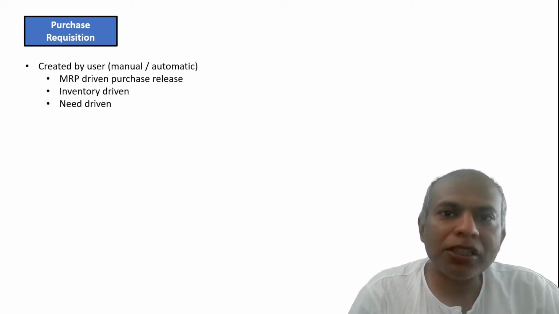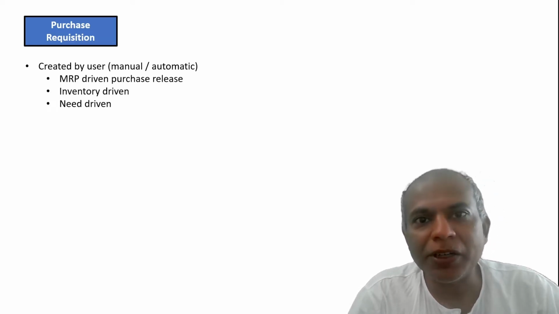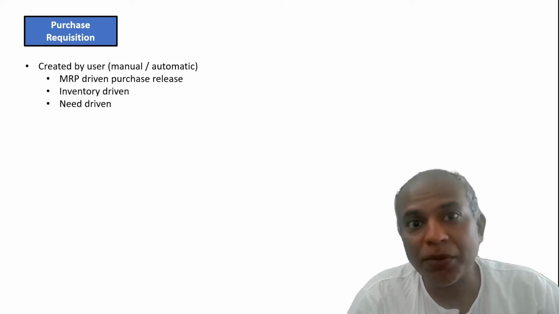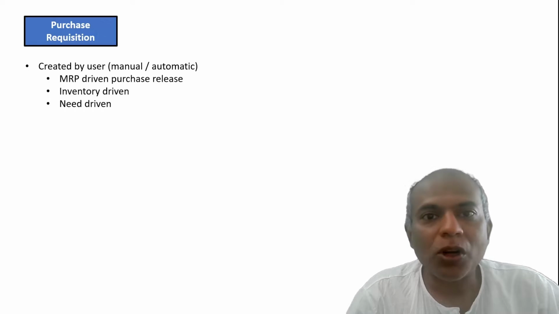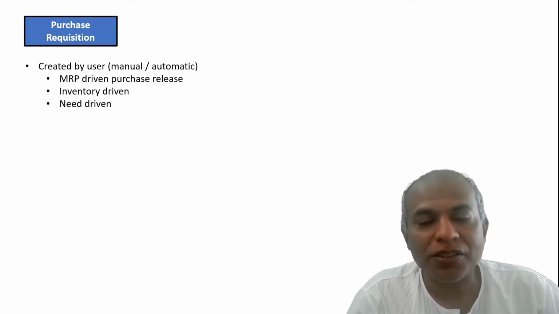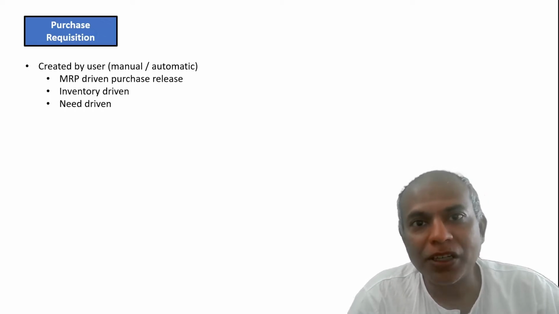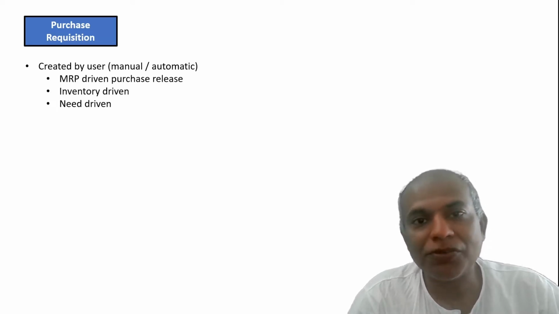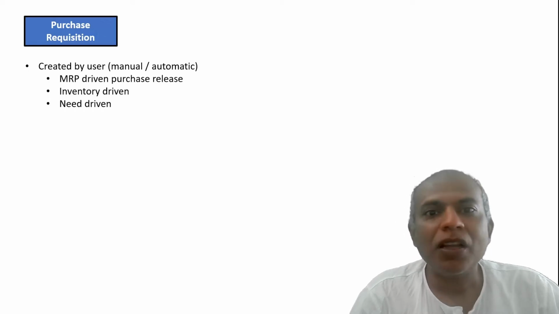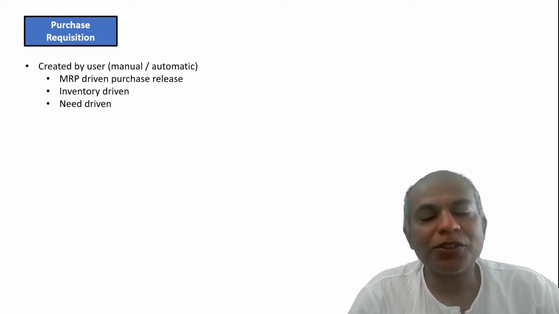In some other cases, it could be inventory driven. So, for example, in MRO products, maintenance, repairs, and operating supplies, some organizations could have a min-max policy. As soon as the min trigger is hit, an automatic requisition is generated, which goes to the purchasing function to generate a PO. And in all other cases, it could be need driven.